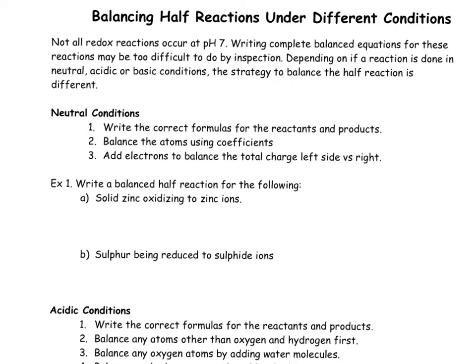Write the correct formulas for the reactants and the products. Then balance the atoms using coefficients like normal. Add electrons to balance the total charge, left side versus right side. Here are two examples.